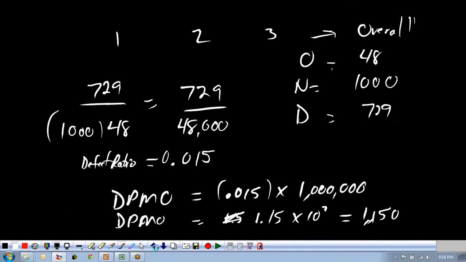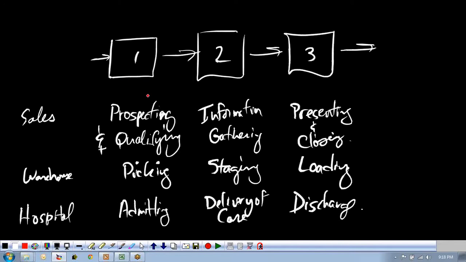So let's take a look at a few of these processes. We could think of it as a sales process. And if we were talking about a sales process, perhaps step 1 would be prospecting and qualifying. And step 2 might be our information gathering, and step 3 might be presenting and closing. So we can think of those as step 1, 2, and 3.